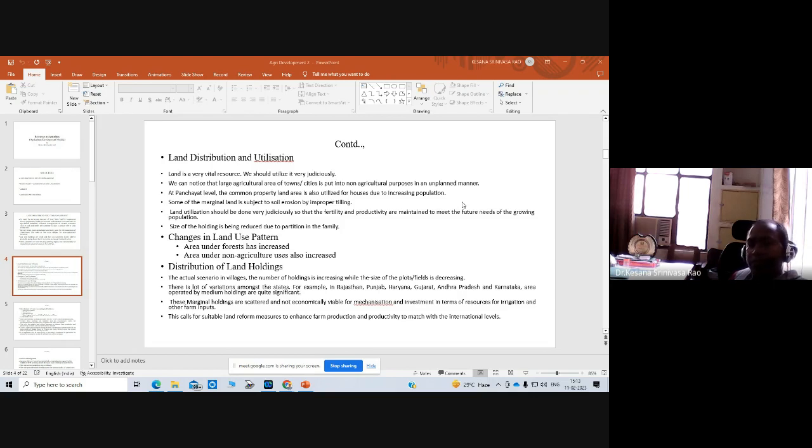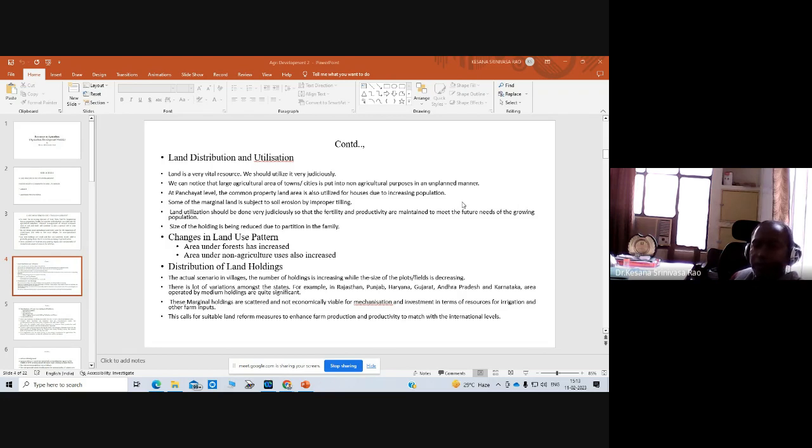Non-agriculture purpose as well as forest. In non-agriculture, housing is one of the basic components, and the establishments, agriculture establishments or any other entrepreneurship. If you want to do it, then for that purpose also land is the basic important component. In that way, changes in land use pattern is one of the basic components.